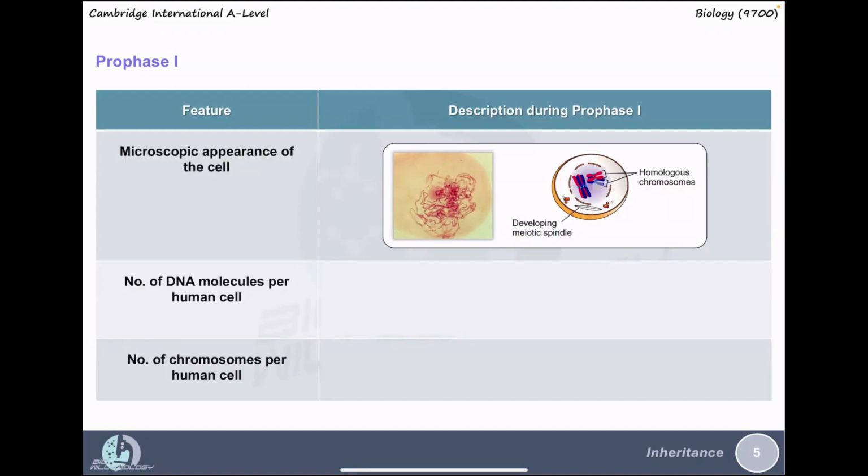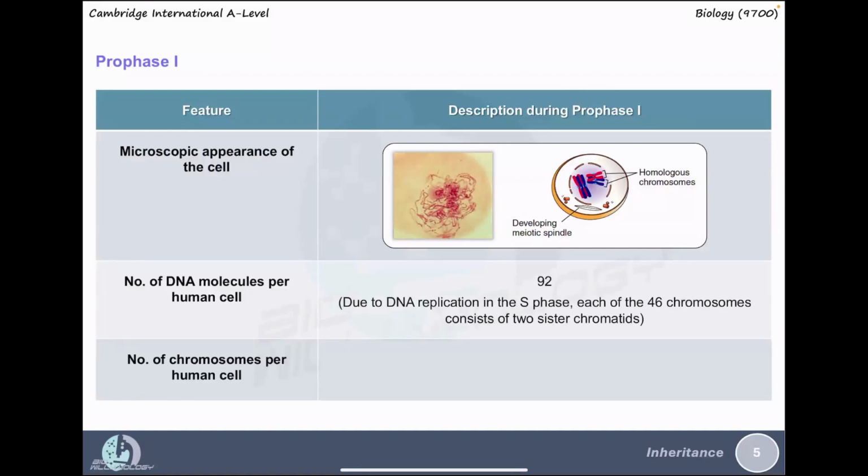So if we take human cells as an example, the number of DNA molecules per human cell is 92. This is due to DNA replication during S phase, because each of the 46 chromosomes consists of two sister chromatids after DNA replication. So what is the number of chromosomes per human cell? Yep, 46 chromosomes, and this will remain unchanged during prophase 1.